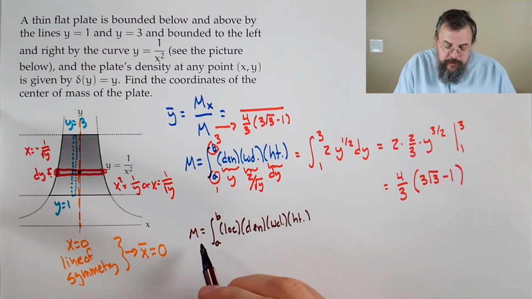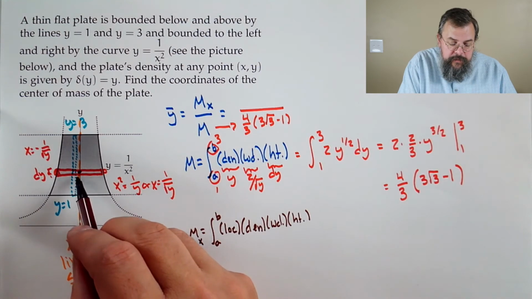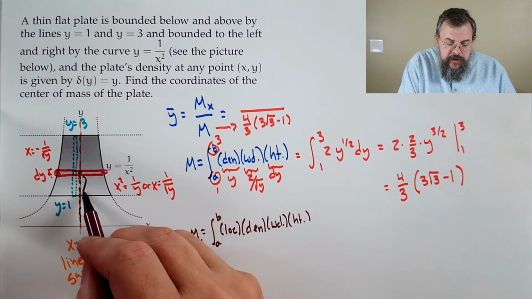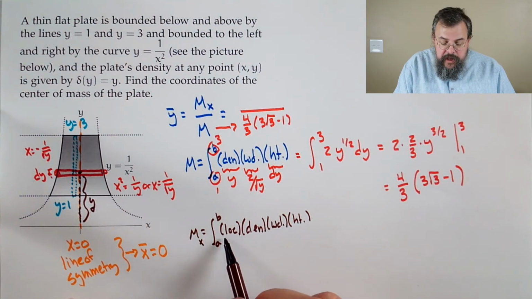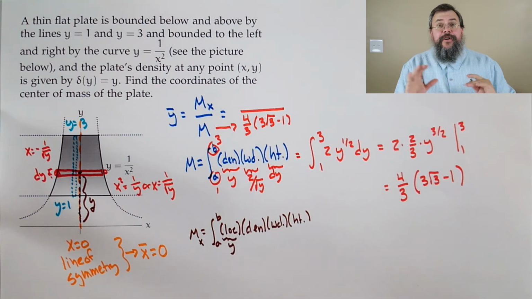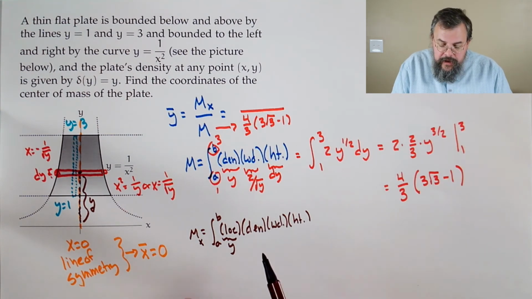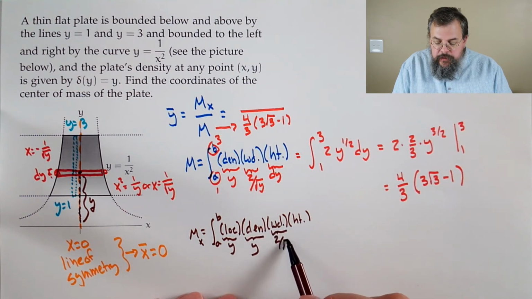So when I'm talking about the moment, and I forgot to put my subscript here, the subscript tells me what I'm doing it with respect to. So moment with respect to x would be how far I have to go down to get to the x-axis, which is y. So our location is y. Everything else stays the same. So, in other words, we still have our density as y, our width is 2 over root y, and our height is dy.